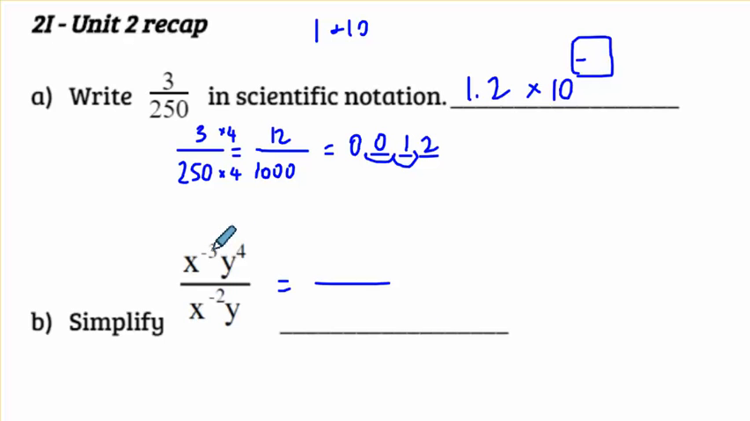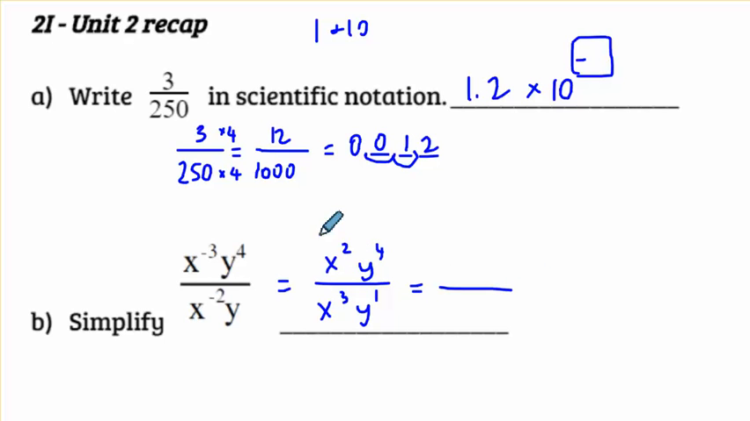This x to the negative third wants to go down. This x to the negative second wants to go up. The y to the fourth is going to stay where it is. The y to the first is going to stay where it is, and I'm going to put a little 1 so I don't forget it. Okay, now we're ready to tackle this.